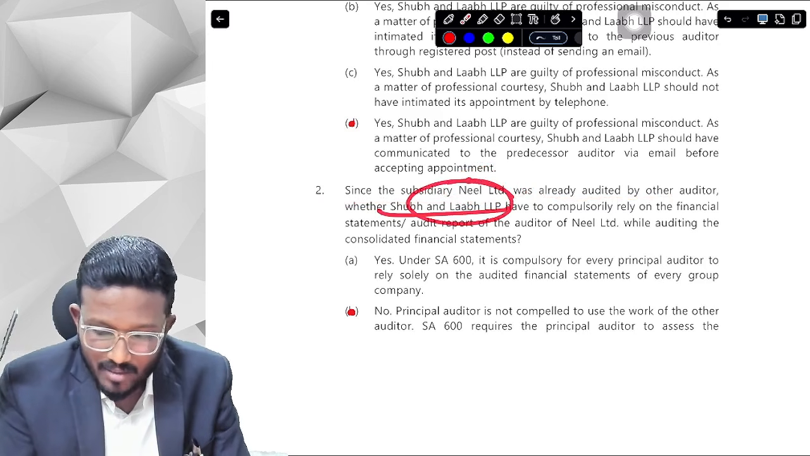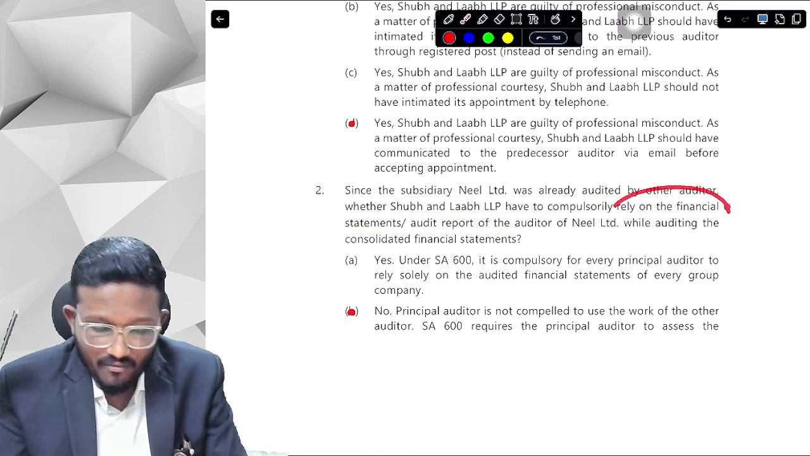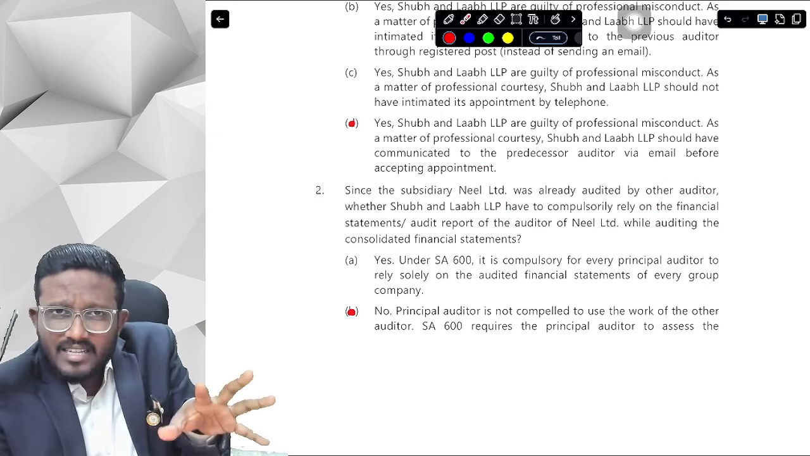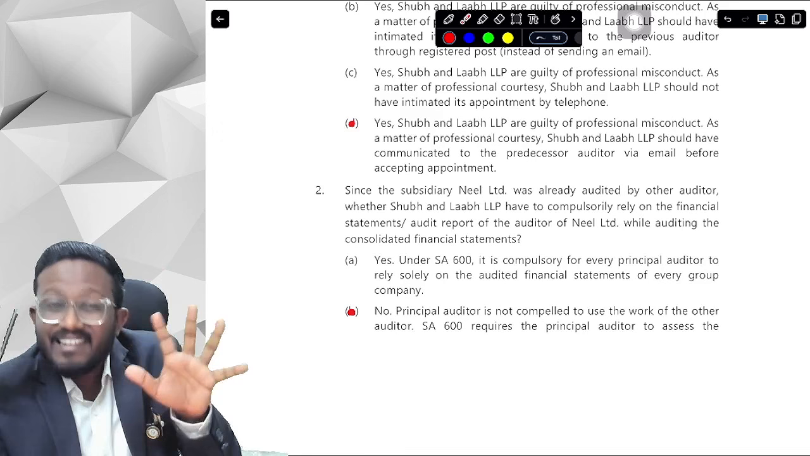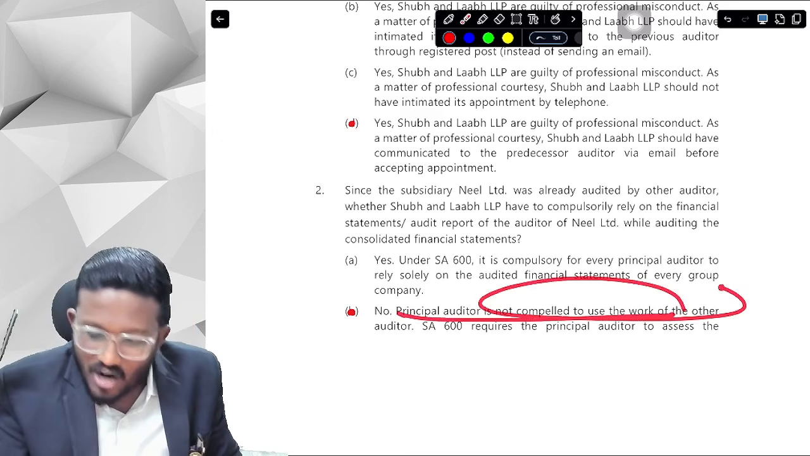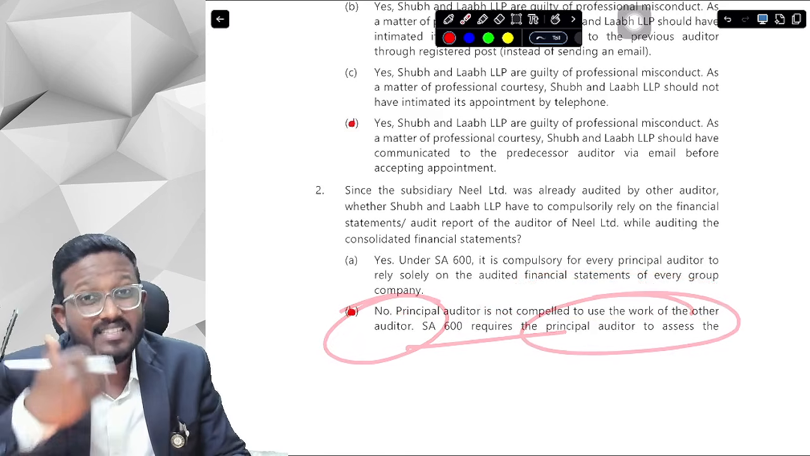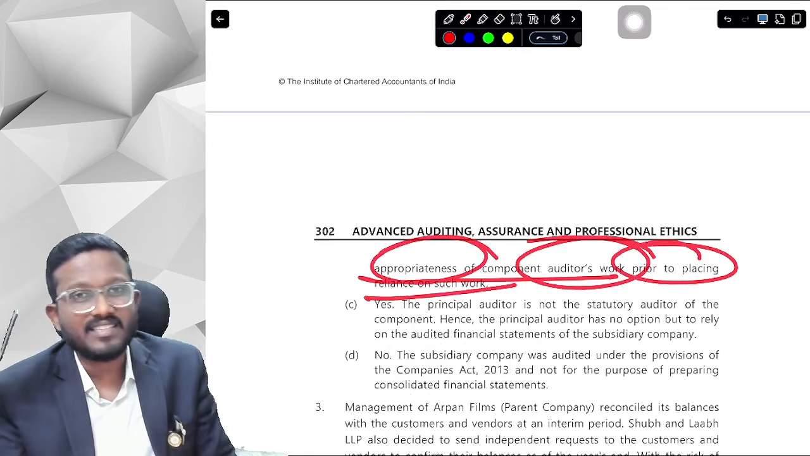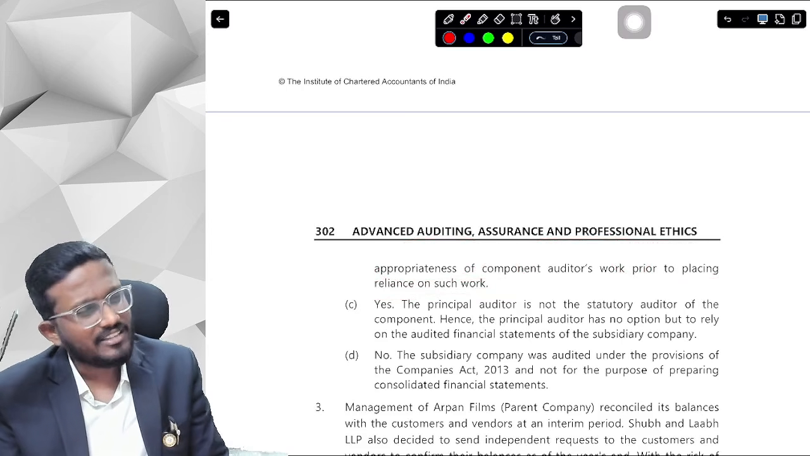Okay, yes. Next, the subsidiary Neil Limited was already audited by another auditor. Whether Shubh and Labh Limited have to compulsorily rely on the financial statements of the auditor of Neil Limited while auditing the consolidated financial statements. So it is asking whether we need to compulsorily rely on the component auditor's report. No, you don't have to compulsorily rely. The principal auditor is not compelled to use the work of another auditor. As per SA 600, we need to assess ourselves whether the component auditor's work is appropriate for placing reliance on such work. If it is not, then we can perform procedures based on our judgment as well.